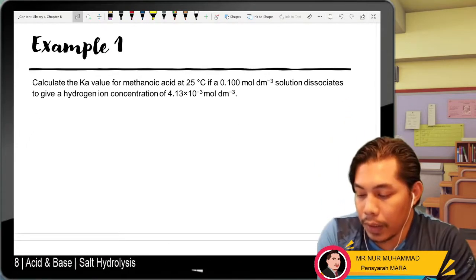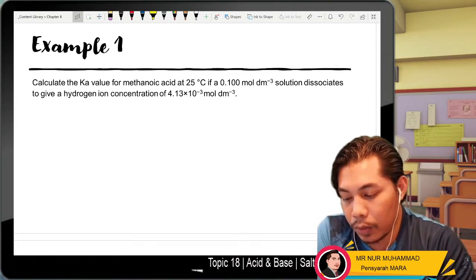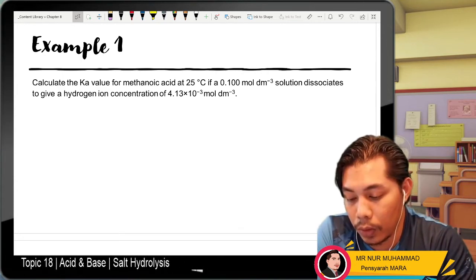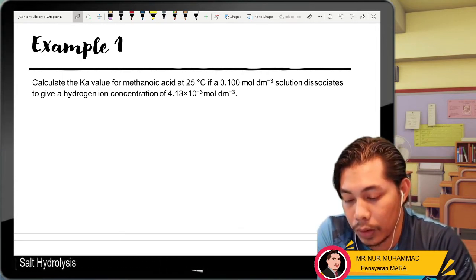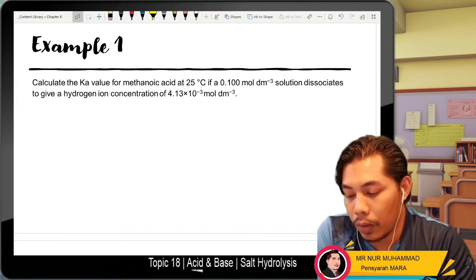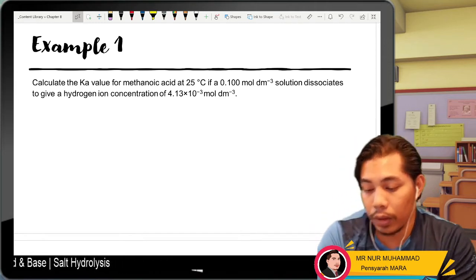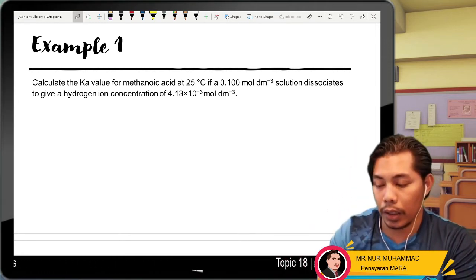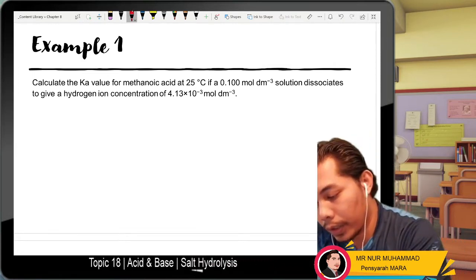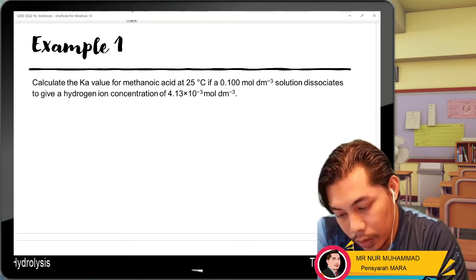Okay, example: calculate the Ka value of methanoic acid at 25 degrees Celsius. A 0.100 mole per decimeter cube solution dissociates to give a hydrogen ion concentration of 4.13 times 10 negative 3 mole per decimeter cube. So how to calculate the Ka here?